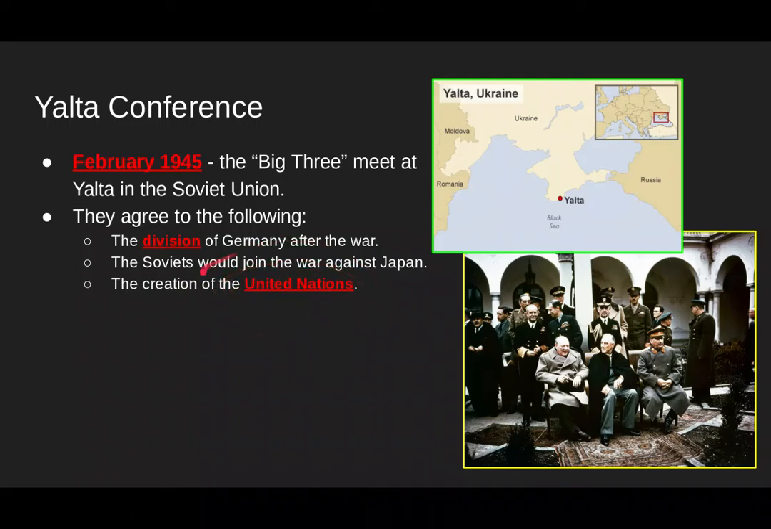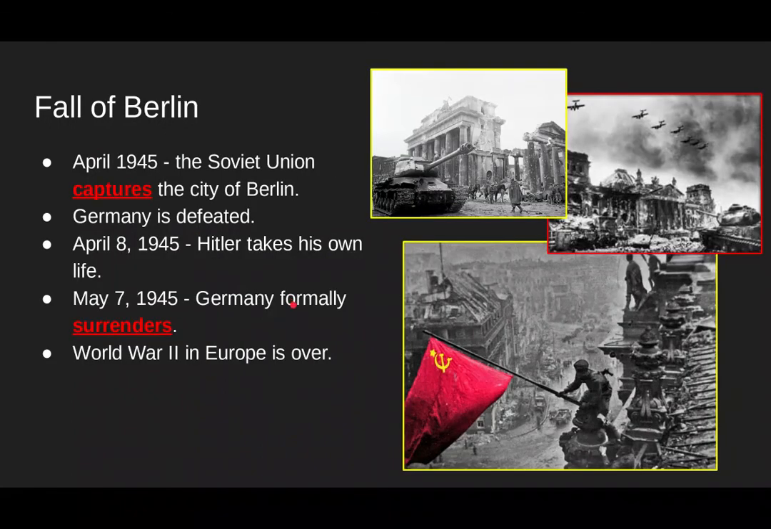Okay, so at the second big conference of the Big Three at Yalta, they agreed to three things. They agreed to divide up and occupy Germany after the war. The Soviets agreed to join the war against Japan once Germany is finally defeated. And then they all three agreed to the creation of a new international organization to replace the League of Nations, which will be called the United Nations, that we'll talk about more in some upcoming lessons. All right.